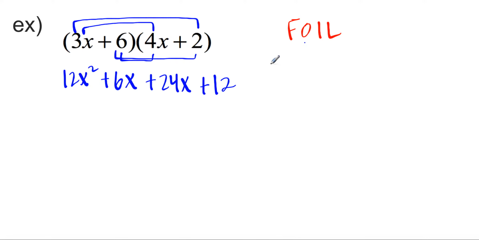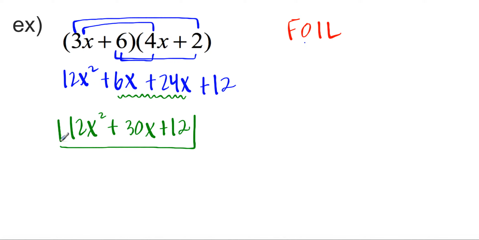And many times when you FOIL two binomials like this, your middle terms are your like terms, but you want to make sure that you've combined all your like terms before you're finished with the problem. So we'll combine those. This gives us 12x squared plus 30x plus 12. No more like terms, so you know you've completely simplified it.